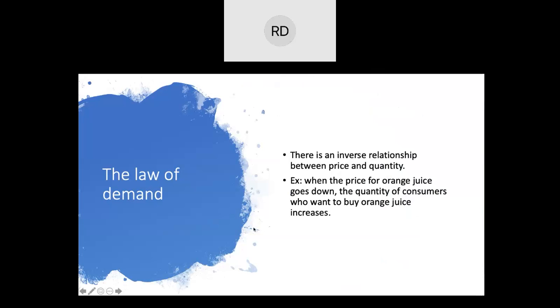So we're going to talk about the law of demand, as I said. So here is the law of demand. The law of demand says that there is an inverse relationship between price and quantity. So let's look at an example real quick. When the price of orange juice goes down, the quantity of people who want to buy orange juice increases. And that goes both ways. If the price of orange juice goes up, the quantity of people who want to purchase orange juice decreases.